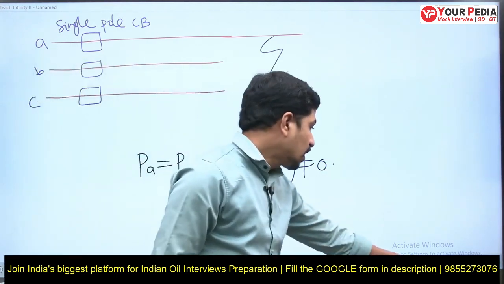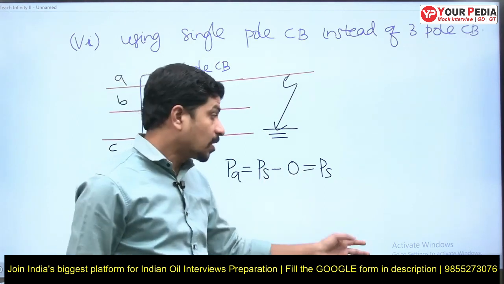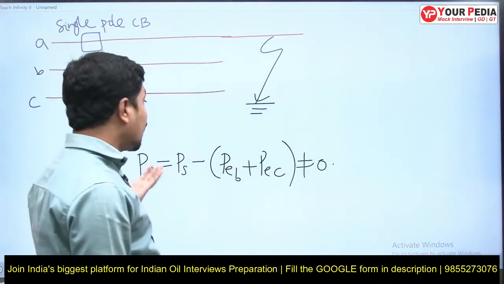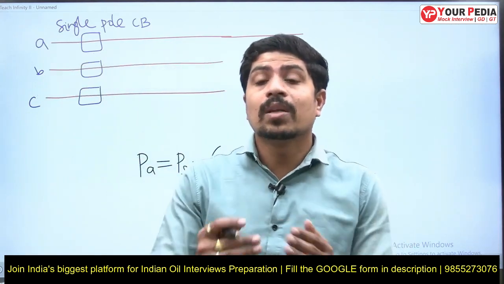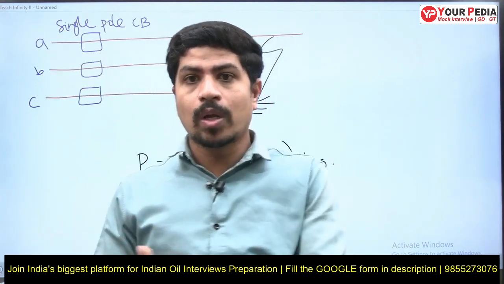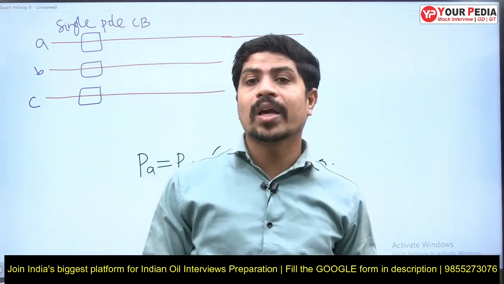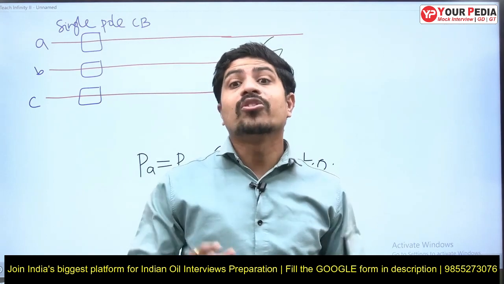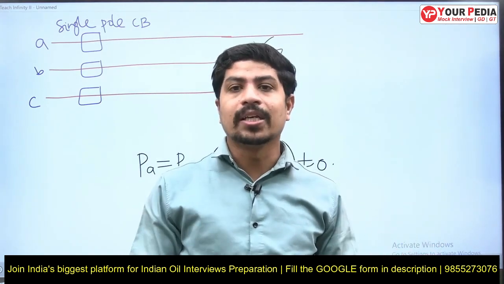Previously, the entire electric power output is 0, therefore PA is very, very high. Here, PA is not that high. Rotor acceleration will decrease. The system will be more stable compared to the previous one. This is also a very good method, using a single pole circuit breaker instead of a 3-pole circuit breaker. These many methods are there to improve transient stability. Thank you.